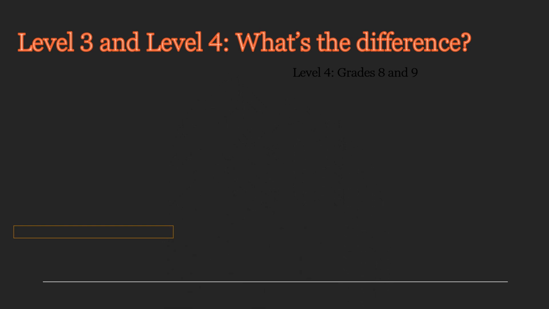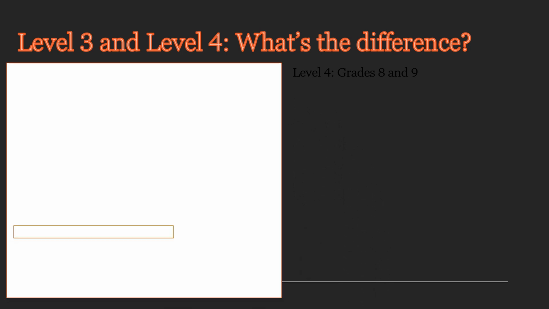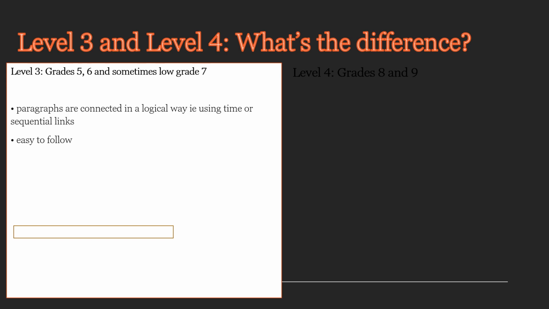Now we're going to have a look at the difference between what makes a level 3 and a level 4. So for a level 3, which is sort of grade 5, 6, 7, sometimes a low 7, sometimes a high level 4. Grade 4, sorry. So for level 3, you're going to use paragraphs that are logical. It's going to be an easy to follow description or story. Mostly accurate spelling and punctuation, not all of it, but mostly, particularly the basics, are going to be correct. You're going to choose words that the examiner's going to think you've chosen for a particular reason.